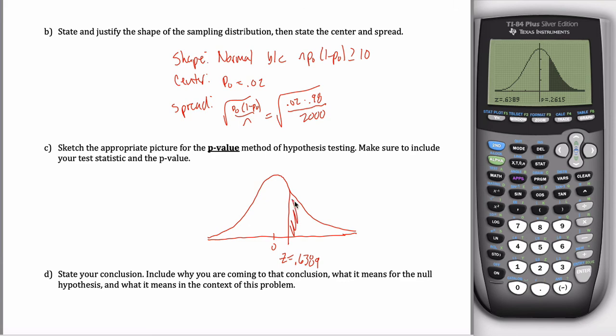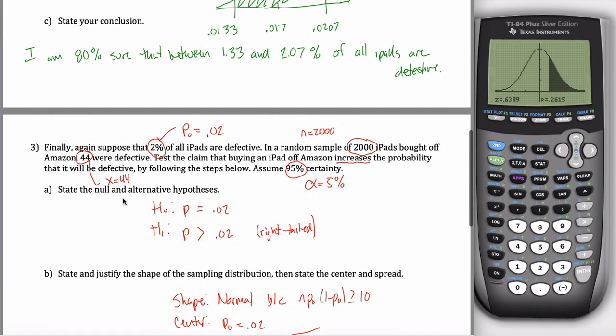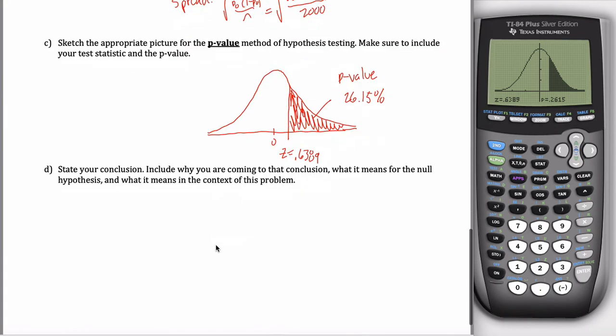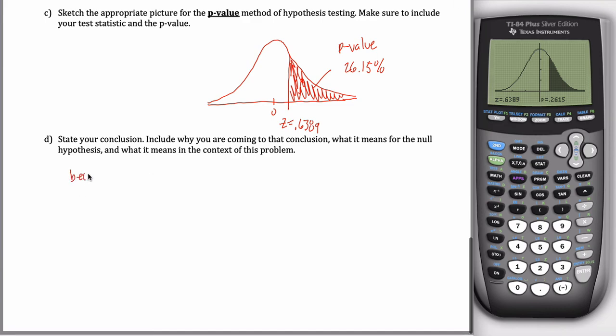And this area to the right of my test statistic, to the right because it's a right-tailed test, is my p-value. In this case, it's like 26%, 26.15%. Point is, it's bigger than alpha, right? Because alpha was only 5%. It's quite a bit bigger than alpha. So I would say because my p-value, if you want to restate it, you can, 26.15% is greater than alpha, which was a measly 5%.